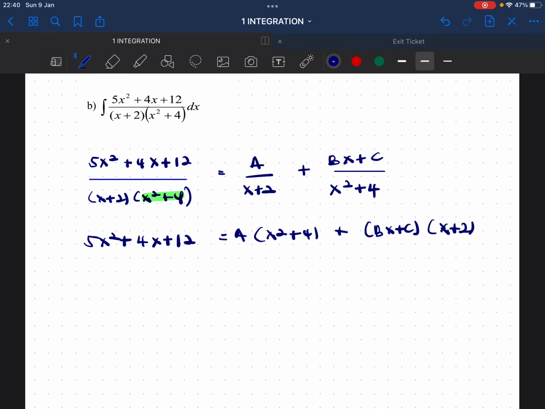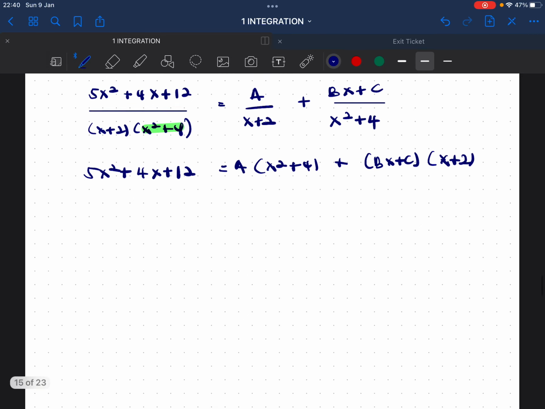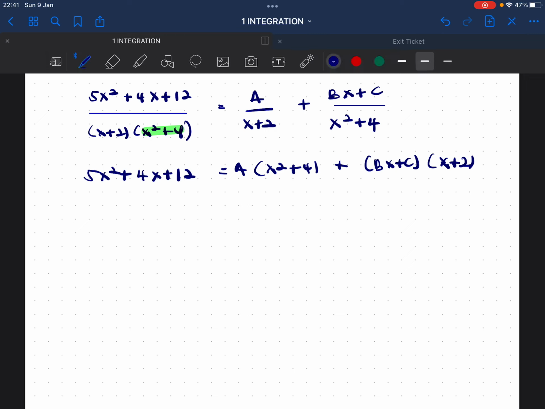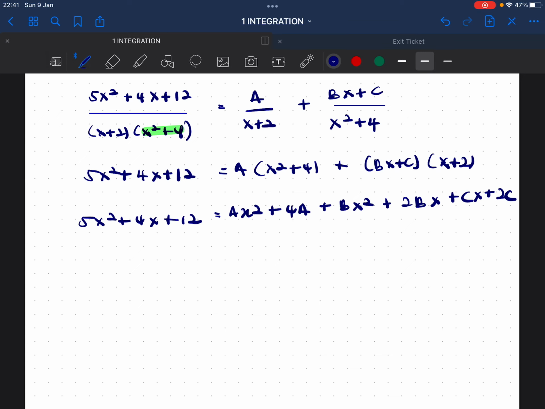Okay, so if you remember, for this type of question, there are two methods. Either you use comparison, or you can just let x equal values, like we did in the first question here. Both also can. So for this one, I want to do comparison. So we have to expand the right hand side. That will be Ax squared plus 4A plus Bx squared plus 2Bx plus Cx plus 2C. So now we can compare left hand side and right hand side to find our constants.